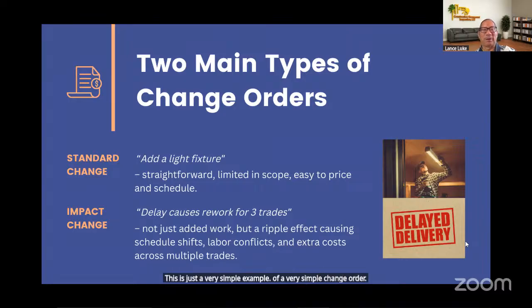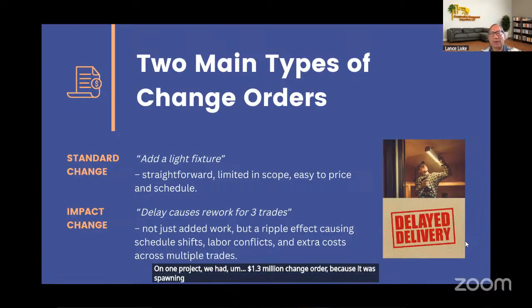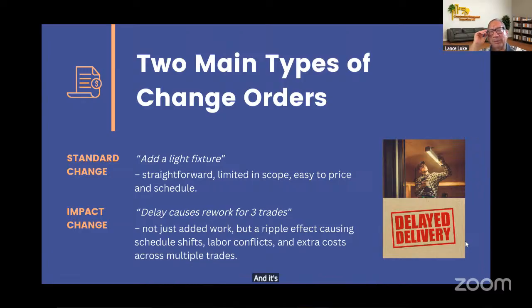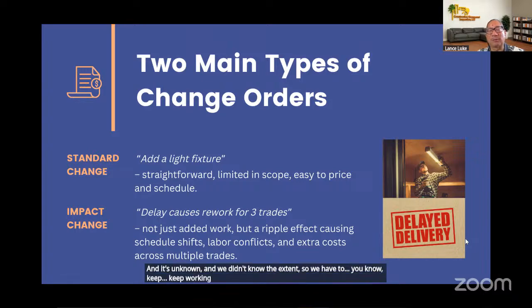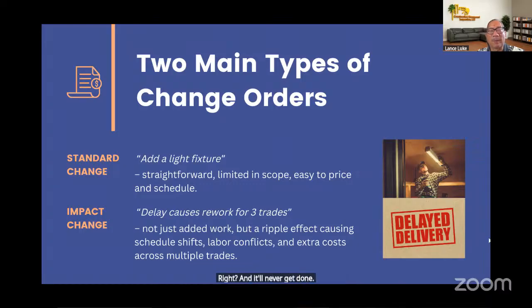Now, some of the projects that I work on, we have hundreds of thousands of dollars of change orders. On one project, we had a $1.3 million change order because it was spalling repair. It's unknown and we didn't know the extent, so we have to keep working. Otherwise, we would stop the project and go home, and it would never get done. It just depends on the type of work. A spalling repair project is unknown. You don't know until you actually get there.